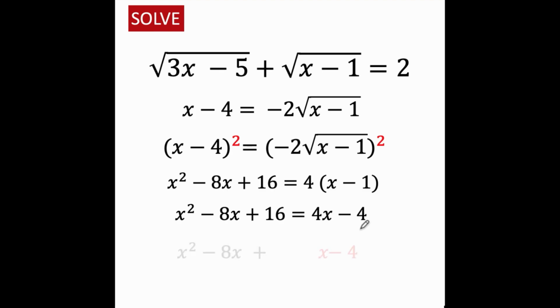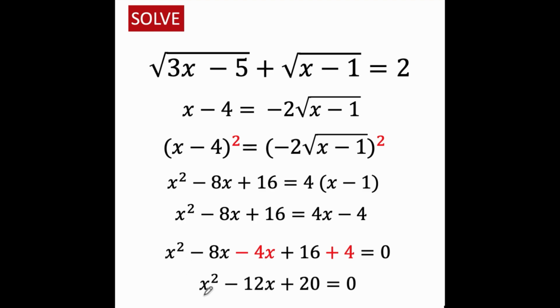Then again, we gather all like terms in one side of the equation because we have a quadratic equation here. This 4x at the right becomes minus 4x here at the left. This minus 4 becomes plus 4. All the rest are just copied. And then simplify. Copy x squared, minus 8x minus 4x is minus 12x. 16 plus 4 is 20.